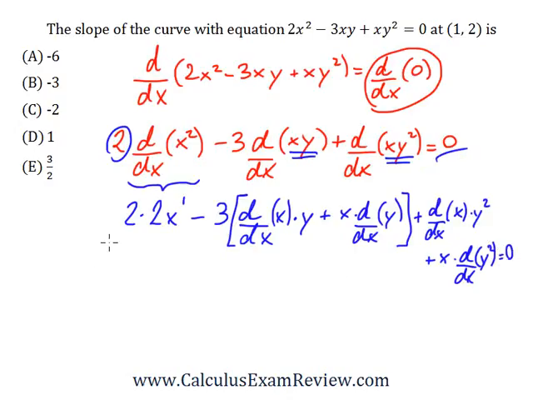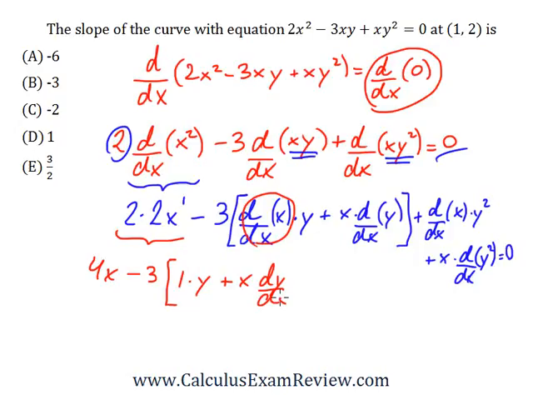Great, so now let's just simplify everything. 2 times 2x is just 4x. Now over here, I have the minus 3 times d/dx of x is just 1. So I get 1 times y plus x times d/dx of y. That's actually just dy/dx. Is that okay? So every time that we're just taking the derivative with respect to x of y, we just get dy/dx, which is eventually what we want to isolate.